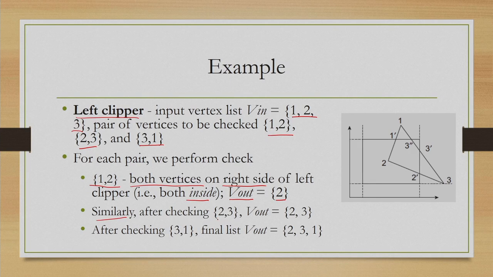Similarly, after checking 2 3 against the left clipper, the V out becomes 2 3, taking into account 2, and after checking 3 1, the final list becomes 2 3 1. In all the cases against the left clipper, all the vertices are inside.